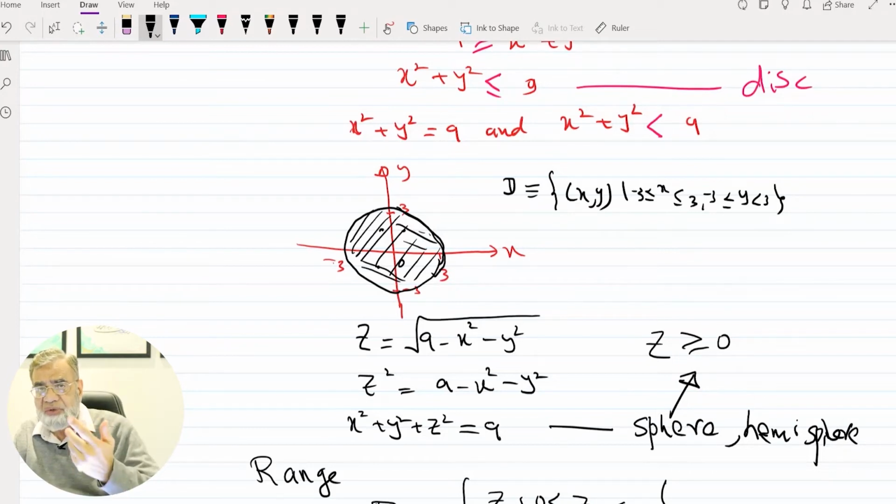If you take the Earth, we are living in the upper hemisphere: Pakistan, England, America. And if you take the lower hemisphere, then we have countries like Australia and New Zealand and Indonesia. They are in the lower hemisphere.